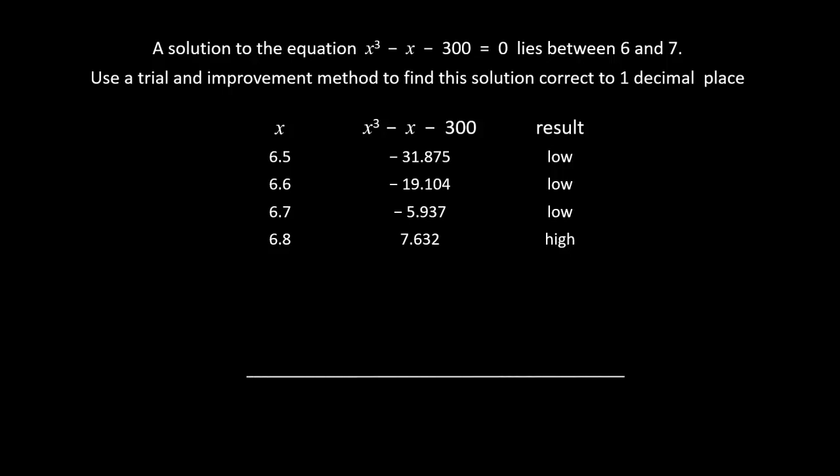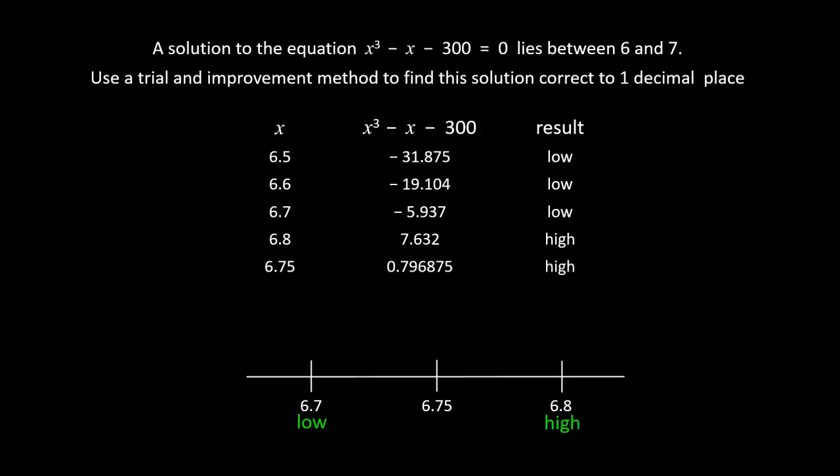So let's illustrate that on our number line. 6.7, too low, 6.8 is too high. So what do we do? We know the answer's in between them. So let's try the number right in the middle of them, 6.75. That goes in our table. We'll put it into the equation, 6.75 cubed minus 6.75 minus 300 is 0.796875. In other words, it's too high.